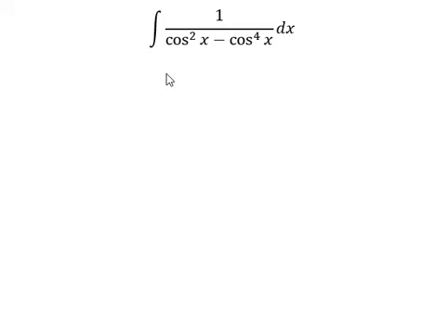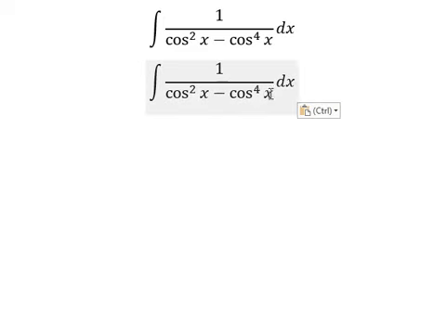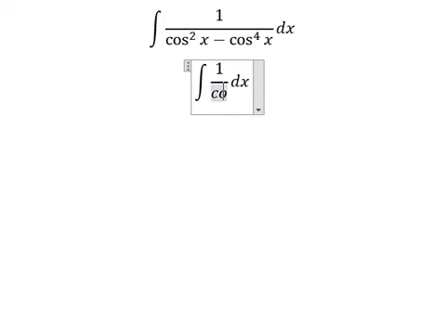Hello everybody. So today I want to talk about calculus, the topic that is about integration. So now I want to show you how to answer. We can do factorization by cosine squared.